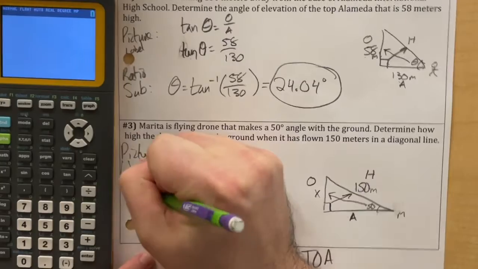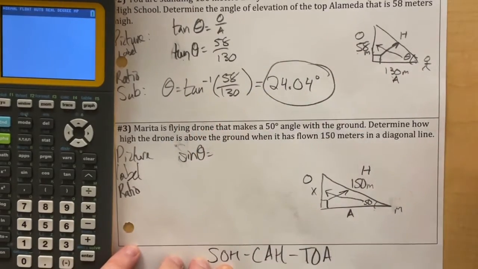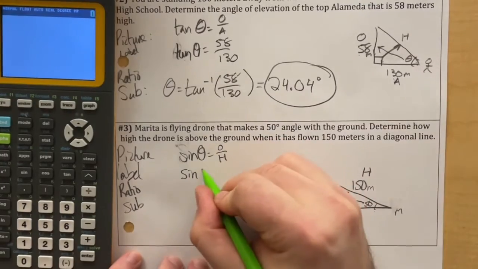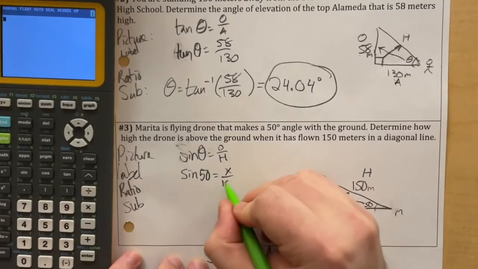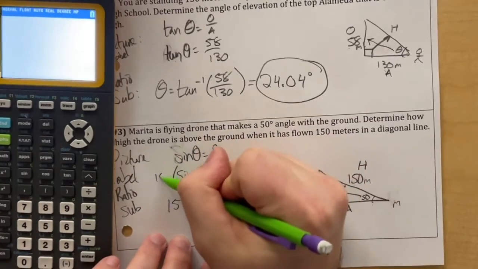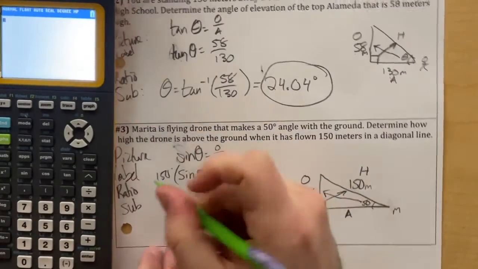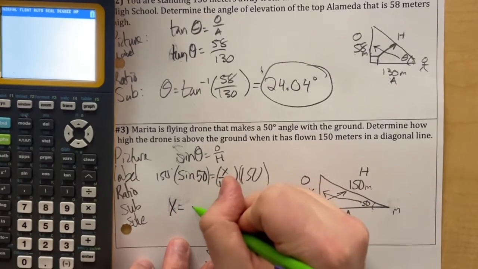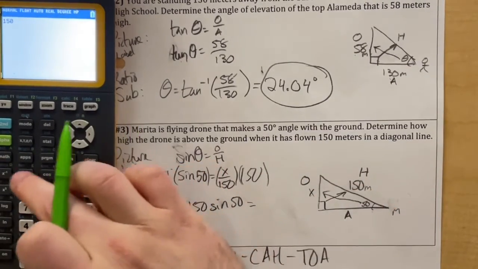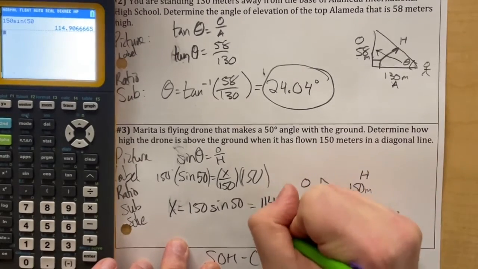So I pick my ratio. So I have sine of, let's do lowercase theta, that way it's easier. Sine of theta is equal to opposite over hypotenuse. Sub in my values for my variables. So I have sine of 50 degrees is equal to x over 150. Again, make sure you can get x by itself. So we can multiply both sides by 150. And so when we solve, we have x is equal to 150 times sine of 50 degrees, which let's find out what that is. So it's going to be about 114.9 meters off of the ground.